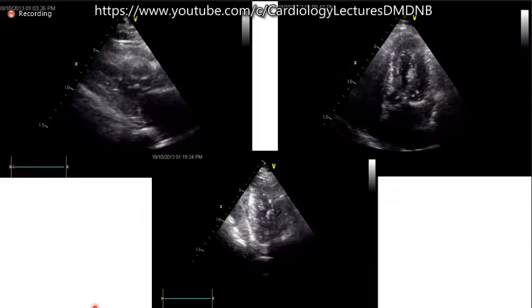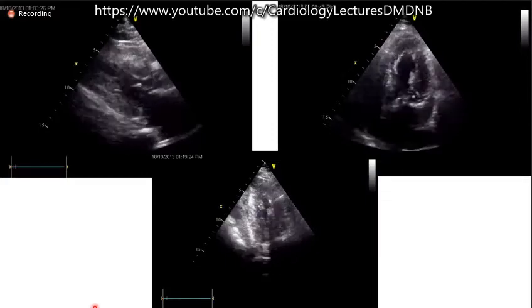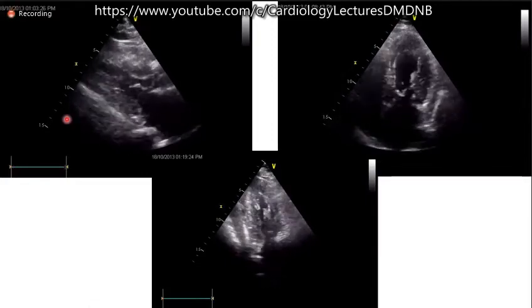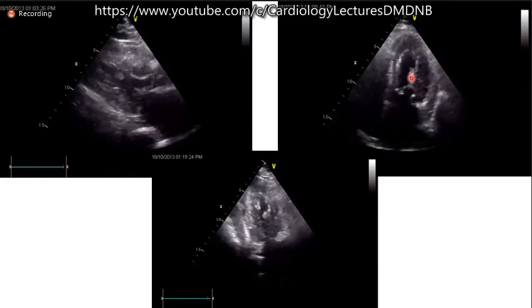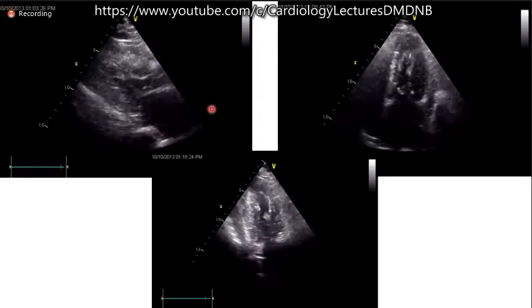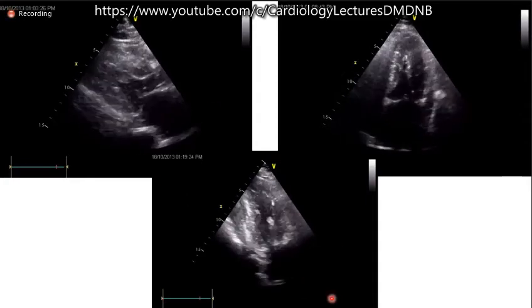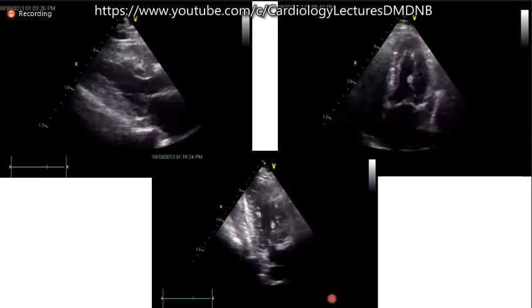I show you 3 examples. If you are very careful, you can see something here. Okay, something is seen here. You can see something here, and you can see also something here. These 3 views are that of a patient with papillary fibroelastoma.